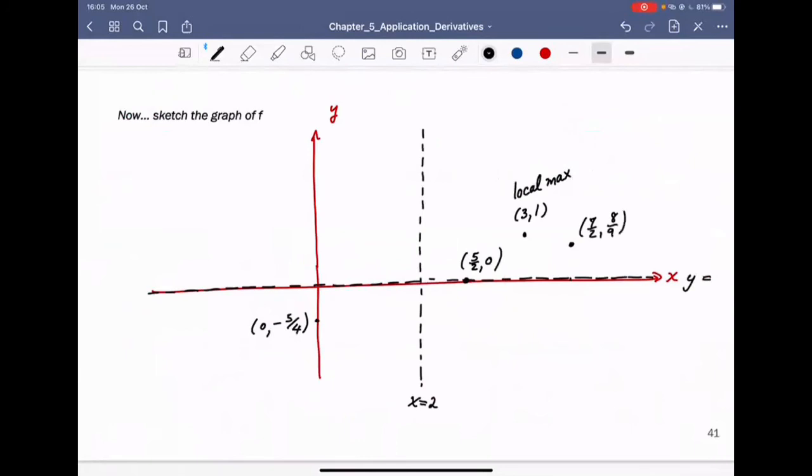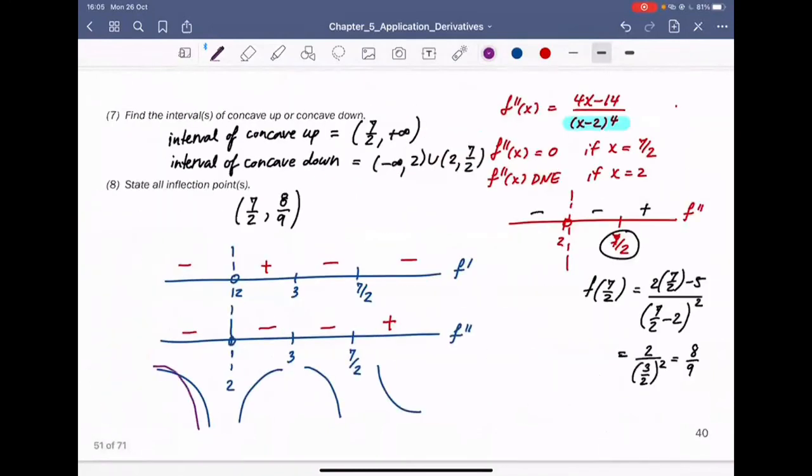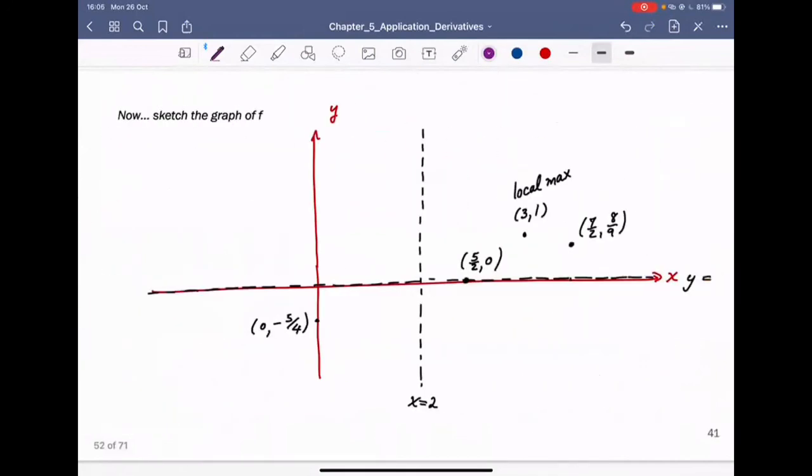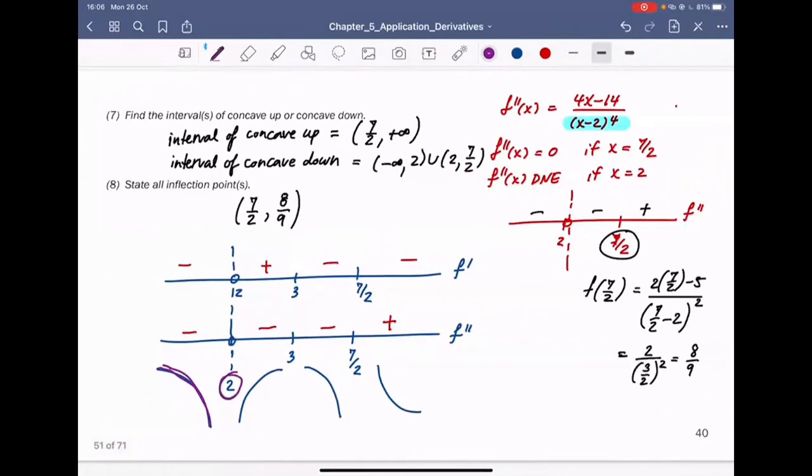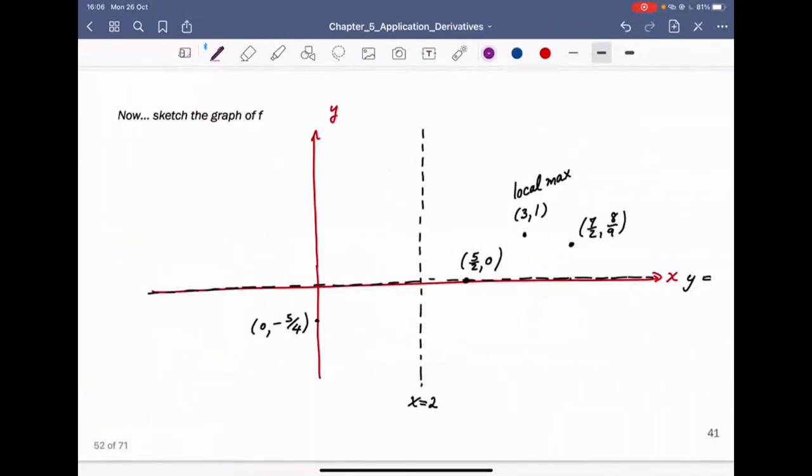All right. Now, put everything together. Well, use the purple color now. So the first one, it's going to be decreasing and concave down, on negative infinity to 2, decreasing concave down. Decreasing concave down.